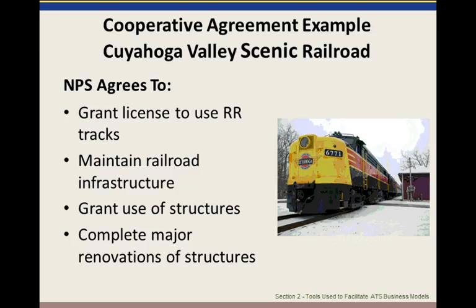One example of a cooperative agreement that we found was between the National Park Service and the Cuyahoga Valley Scenic Railroad. In this particular arrangement, the NPS owns the railroad tracks, but they agreed to license the tracks for the use of the scenic railroad. The NPS maintains the infrastructure. They allow for the use of their structures that they own associated with the railroad. And then they take responsibility for major renovations of the structures.